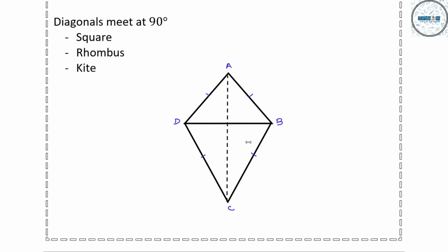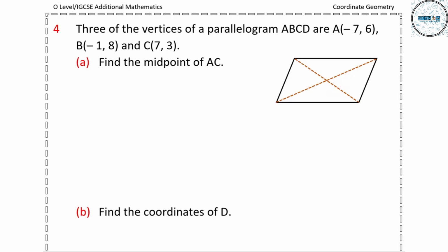The diagonal AC intersects the diagonal BD by making an angle of 90 degrees. Same is the case in square and rhombus as well. Their diagonals meet at 90 degrees. So you must have all these properties in your mind while doing the questions related to coordinate geometry. Now we will do a question related to the concept of midpoint of AC is equal to midpoint of BD.